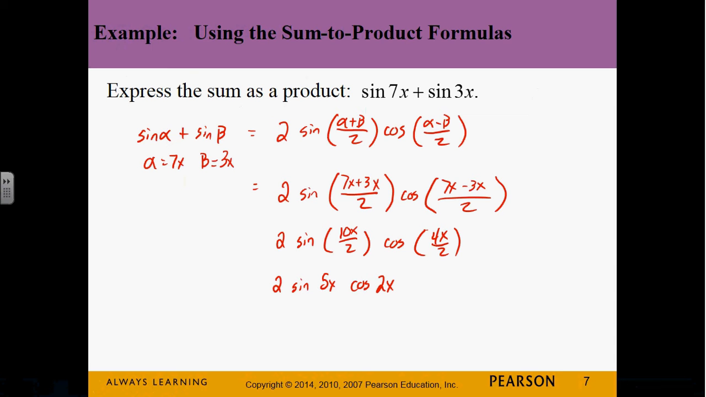Now, notice what happens if I try to take this back the other direction. This is product, right? So if I want to go back to product to sum, I look for sine cosine. So on our product to sum, sine cosine means that we're going to have 1/2 sine plus sine. So we're going to have 1/2. Well, the first thing we've got to do is divide by 2, right?